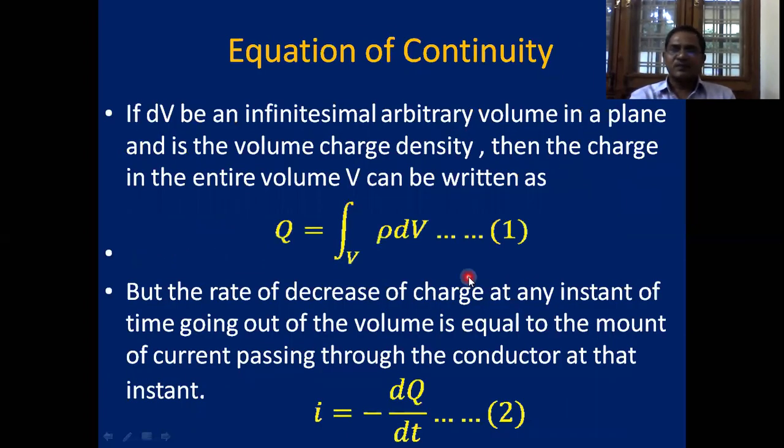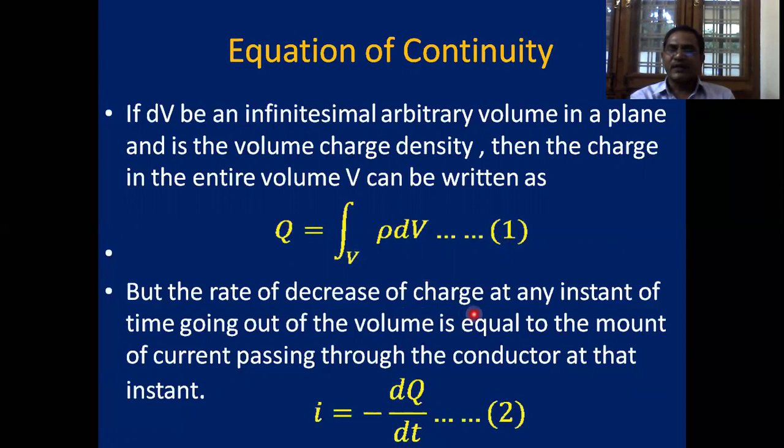Then, as per our previous discussion, if dV is the infinitesimal arbitrary volume in a plane and the volume charge density is rho, then the charge in the entire volume V can be written as Q equal to the volume integral of rho dV. If rho is the volume charge density and V is the total volume of the conductor, then the total charge enclosed by that volume is given by the volume integral of rho dV, say equation 1.